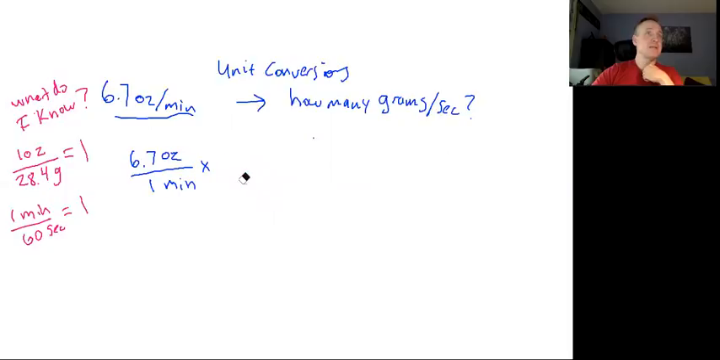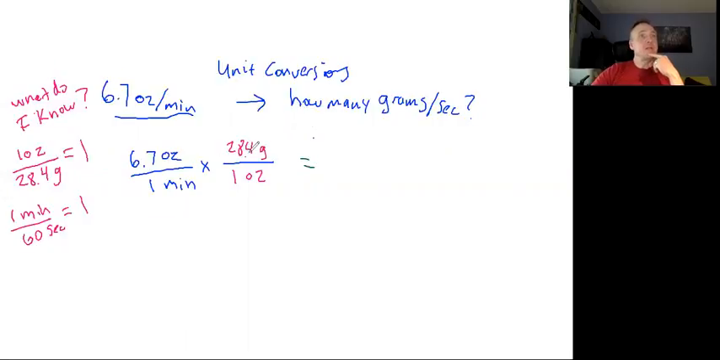Again, since each of these conversion ratios is equal to 1, whether I write it as 1 ounce per 28.4 grams or 28.4 grams per 1 ounce, it's the same thing, right? So I'm going to flip it and write it this way, using my conversion color. I'm going to say 28.4 grams over 1 ounce, okay?